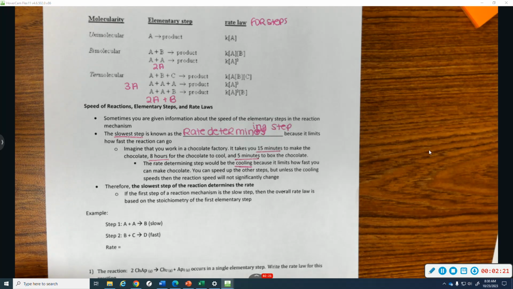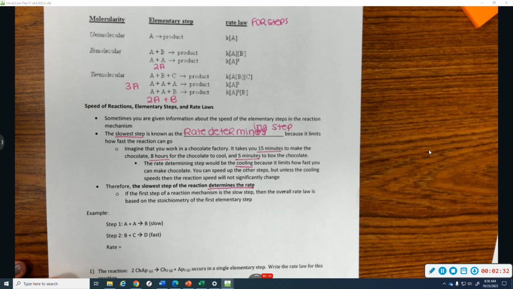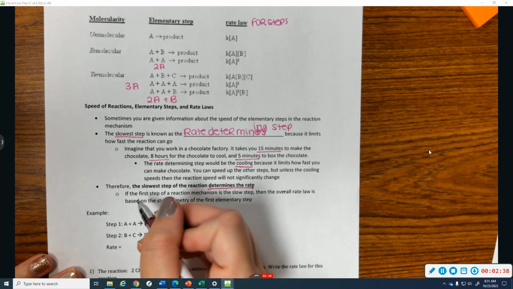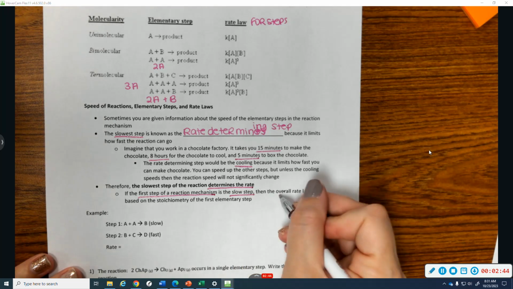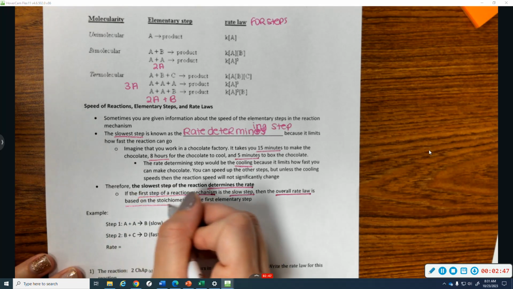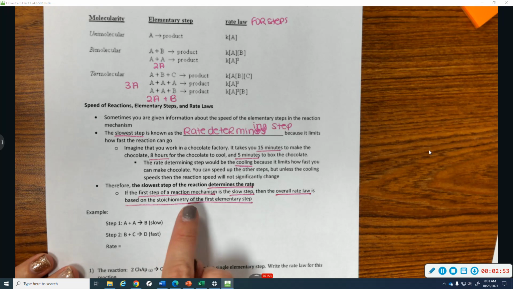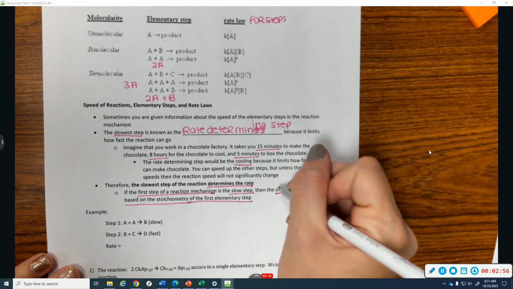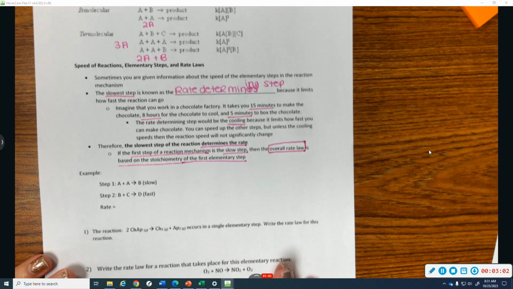You can speed up everything, but until the cooling speeds up, the speed is not going to really change. So your rate determining step is your slowest step, and it determines the entire reaction's rate because it slows it down. If the first step of a reaction mechanism is the slow step, then the overall rate law is based on the stoichiometry of the first step. Again, if the first step of the reaction is slow, the overall rate law is based on the stoichiometry of the first step. What does that mean?